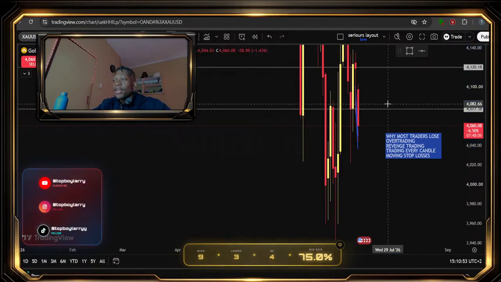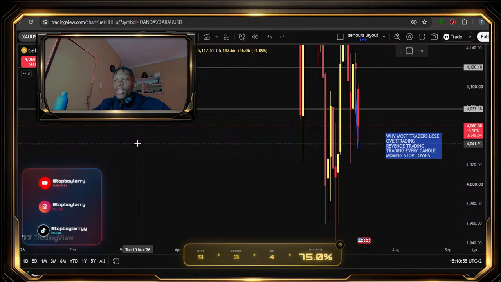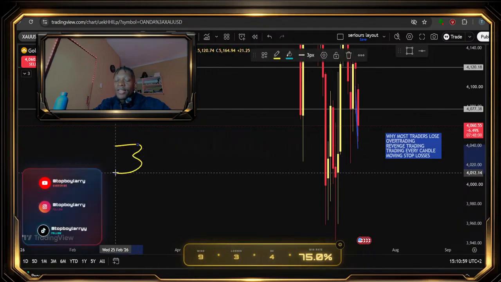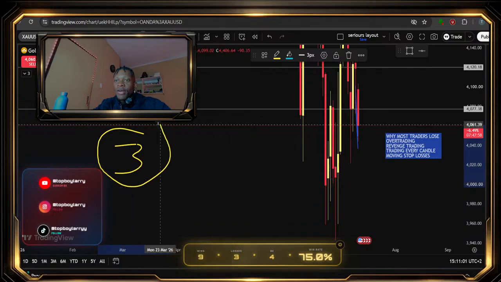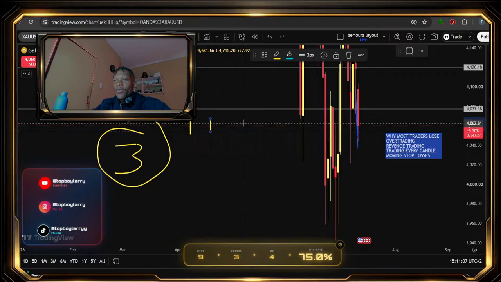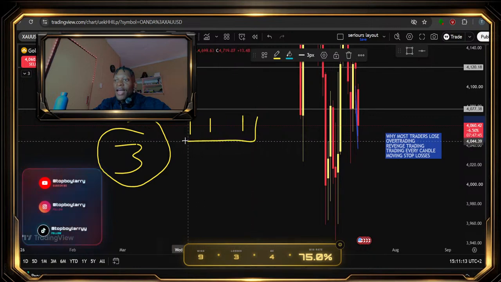What is revenge trading now? Revenge trading would be, let's say, for example, I have three bullets for the day. What are these bullets? What am I talking about when I say I have three bullets? I have three trades, maybe one trade for Asian, one trade for London, one trade for New York, right? Now, this would be my plan, right? This is the trades that I want to take. These are the trades that I want to open, right?